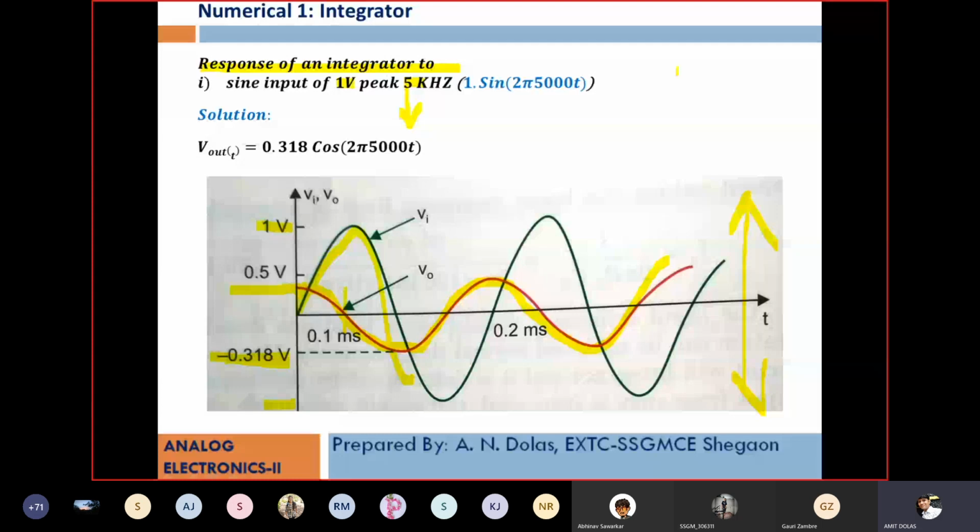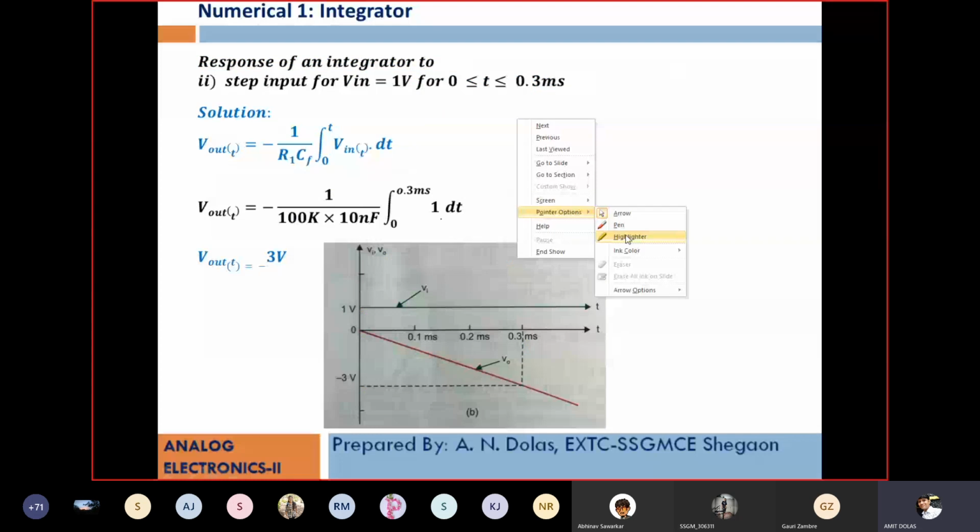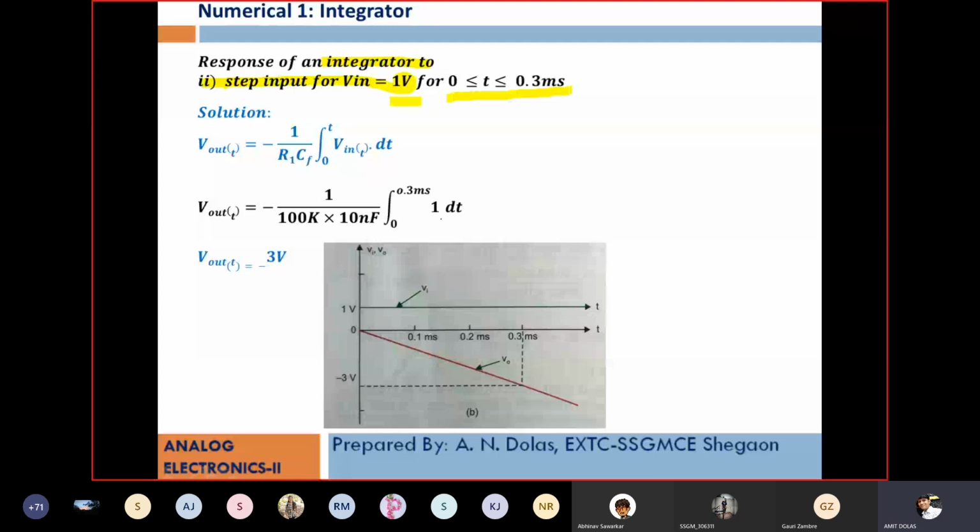Moving to the next given statement. Next given statement, if such a problem comes, it will be for 13 to 40 marks. Okay. So next given statement, response of the same integrator for step input. What is step input? Step input is just DC value. Here it is given 1 volt, for a certain time period, for 0.3 millisecond. In the diagram, you can see here is -1. This is 1 volt. This 1 volt is a constant. Input is given for how much time period? Only for 0.3 millisecond up to this.